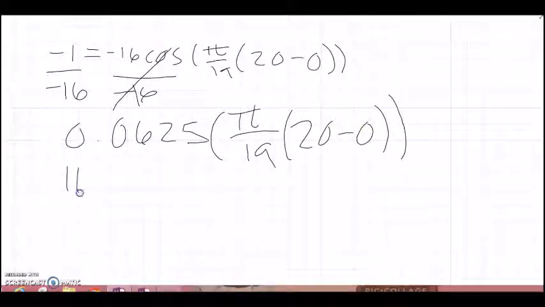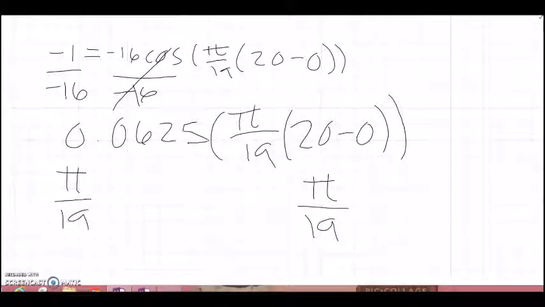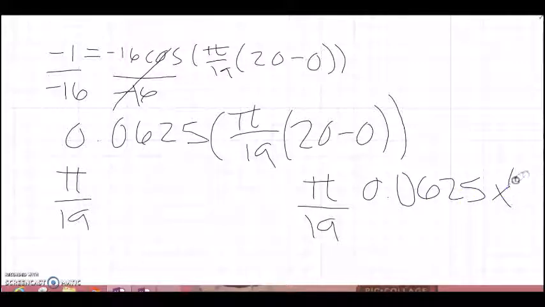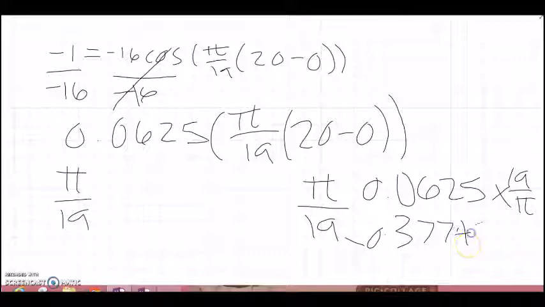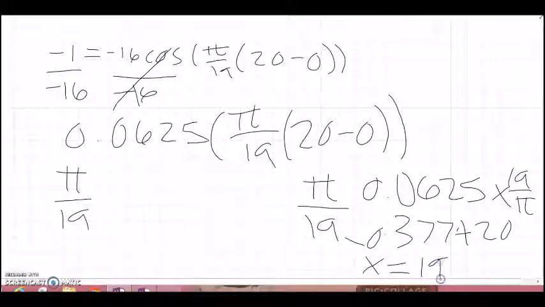So now we do pi over 19 and pi over 19. It stays with 0.0625 times 19 over pi, and it equals negative 0.377 plus 20, and gives us x equals 19.62 feet.